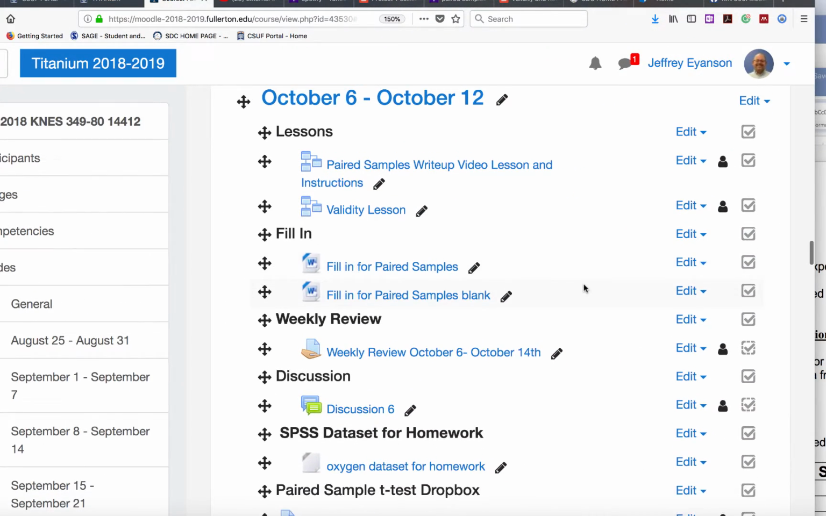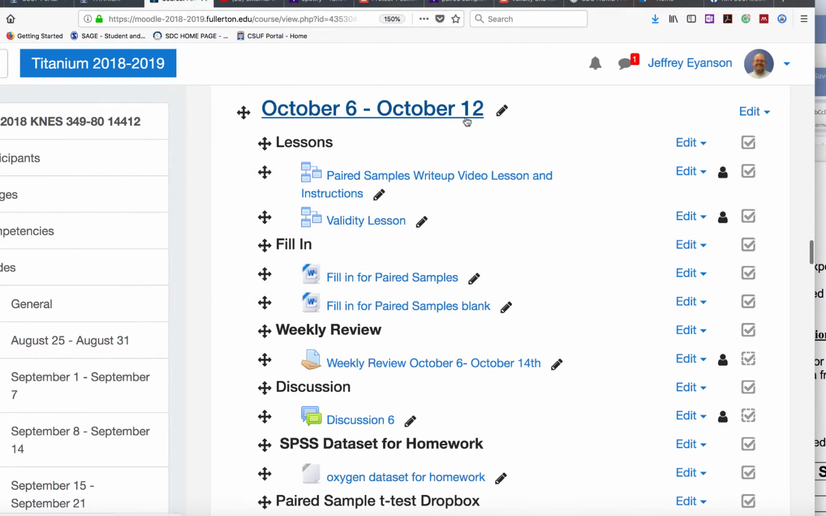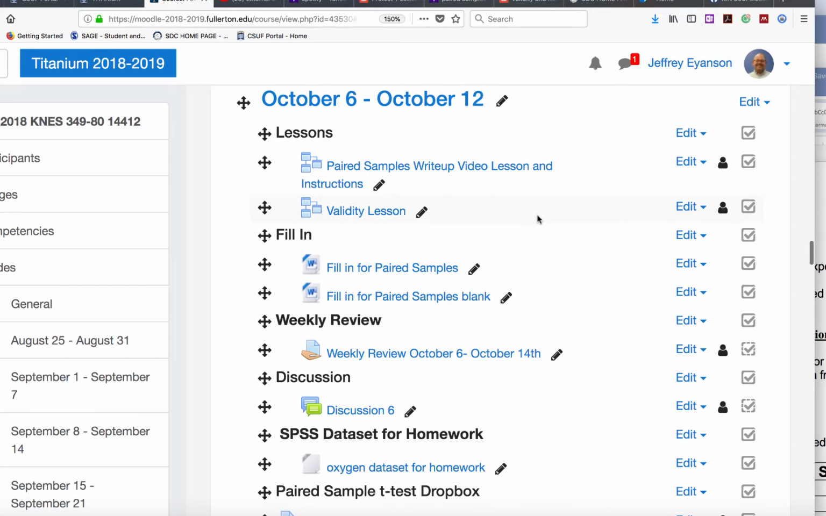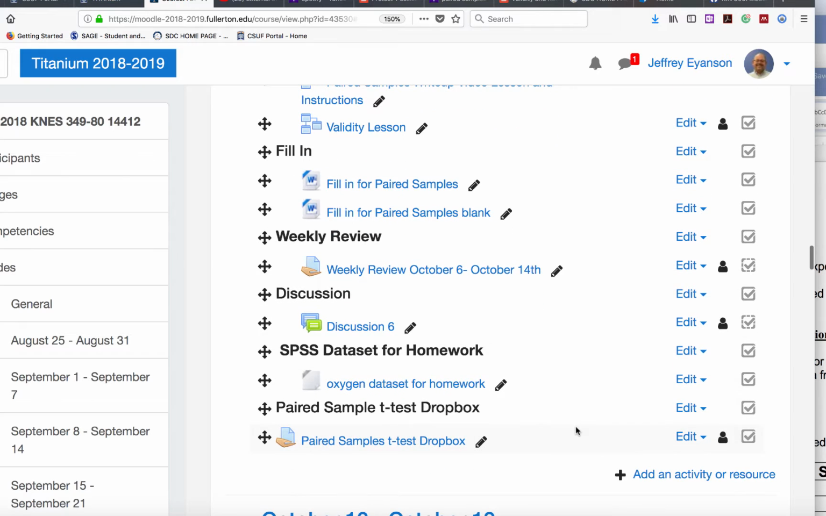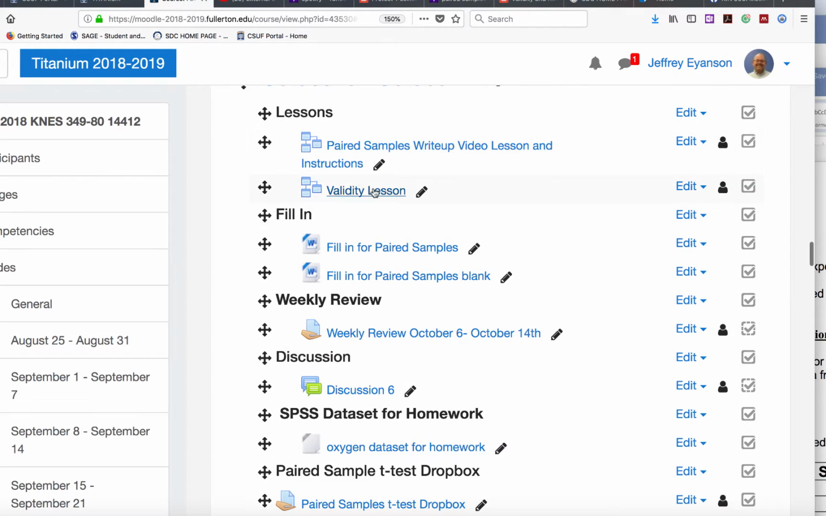Looking at week 6th through the 14th. I know it says the 12th, but it's really the 14th. It won't let me change that number. So, starting with, you have your paired sample week and also validity lesson.